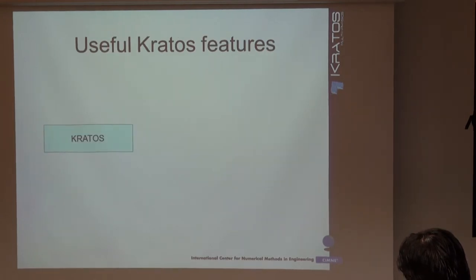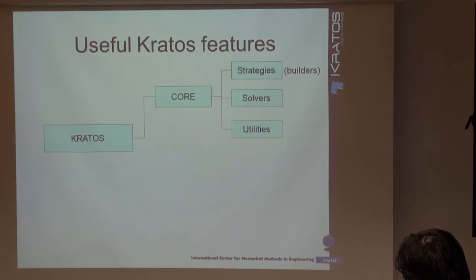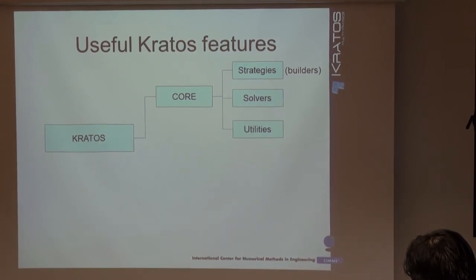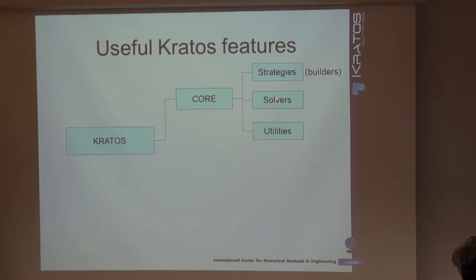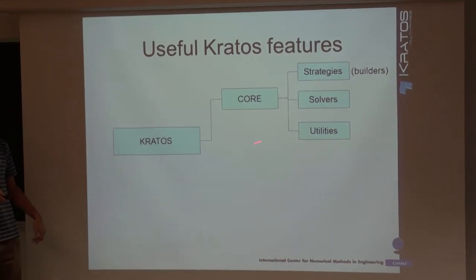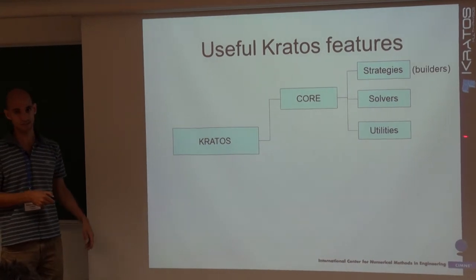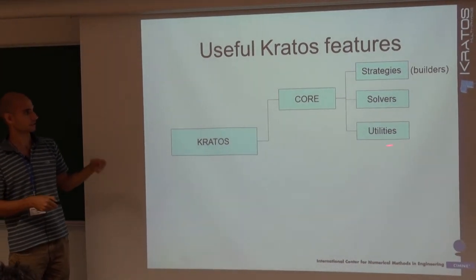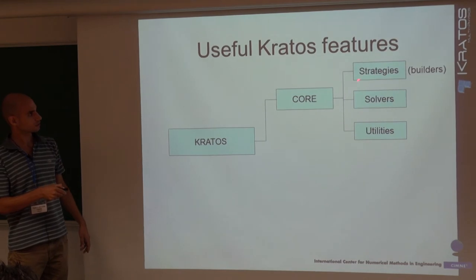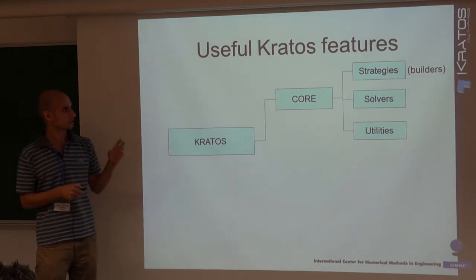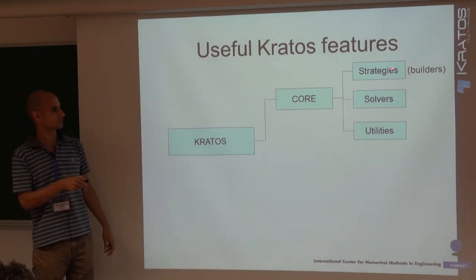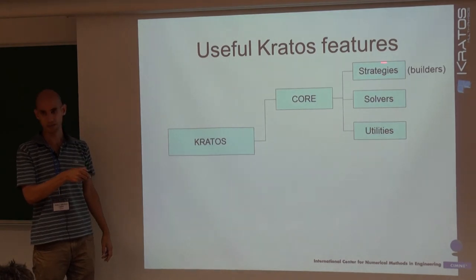So, well, as it was said several times before during the day, Kratos has a core that is mainly designed for finite elements. So there are several solvers, linear solvers, iterated solvers, and other kinds of solvers also. There are utilities in case there are some tasks that cannot be done by the solver. And also there are the strategies. That means that we are going to assemble our system.